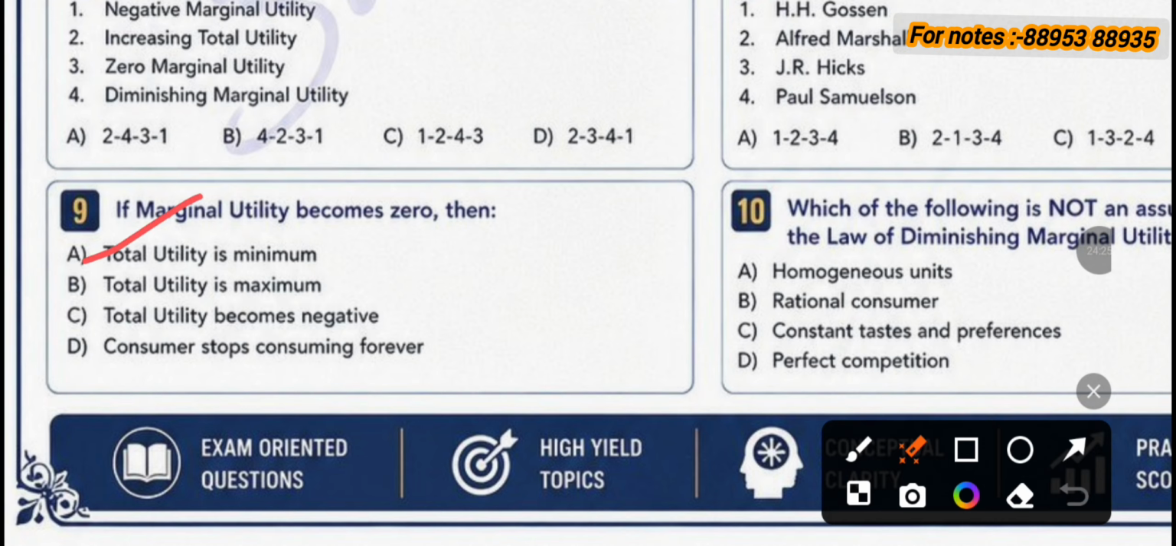Now move to the next question, which is: if marginal utility becomes 0, then option A, total utility is minimum. Option B, total utility is maximum. Option C, total utility becomes negative. Option D, consumer stops consuming forever. Then what is the correct answer? The correct answer is option B, total utility is maximum. If marginal utility becomes 0, total utility is maximum. Now move to the next question, guys.